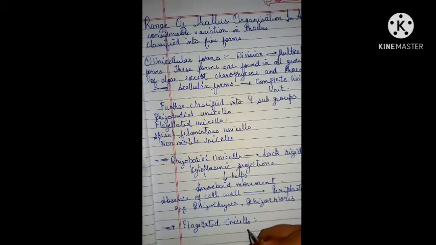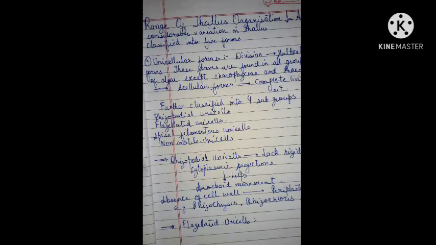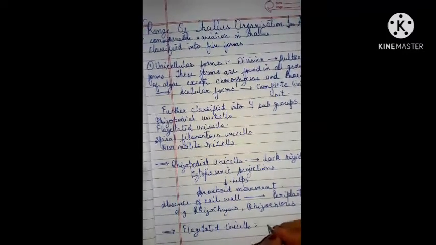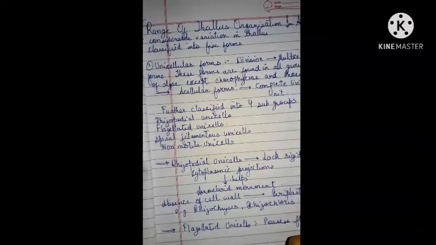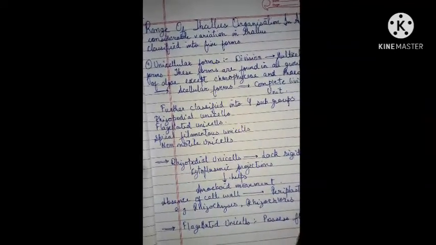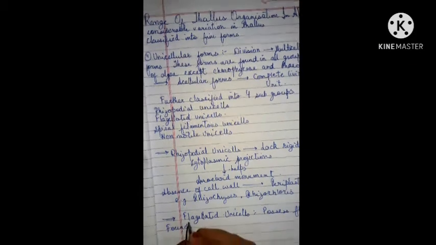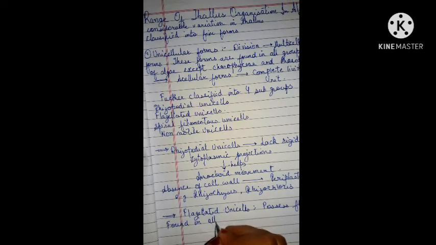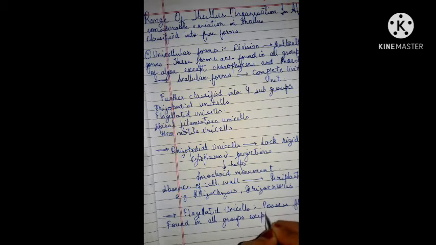Flagellated simply means they possess flagella. The vegetative cells possess flagella, and these forms are found in all groups except Cyanophyceae.